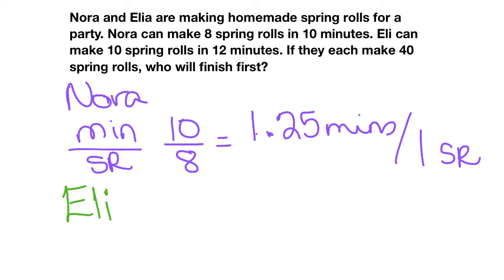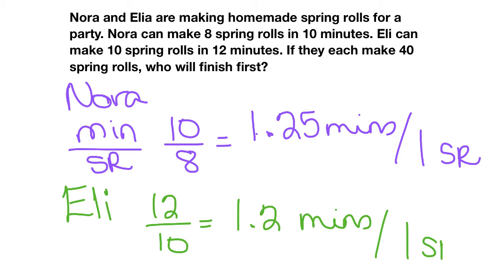Well, let's check Eli's. Let's see how long it takes Eli to make 1 spring roll. We know that Eli takes 12 minutes to make 10 spring rolls. So if we find his unit rate per spring roll by doing 12 divided by 10, we see that it takes Eli 1.2 minutes per 1 spring roll. So Nora takes 1.25 minutes to make a spring roll. Eli takes 1.20 minutes to make 1 spring roll. This shows us that Eli is working at a faster pace, so Eli is going to finish first.